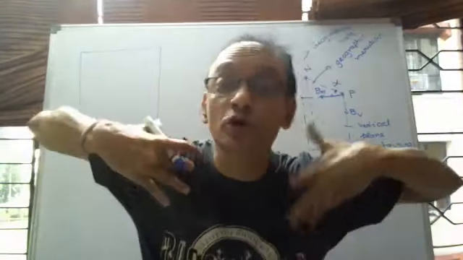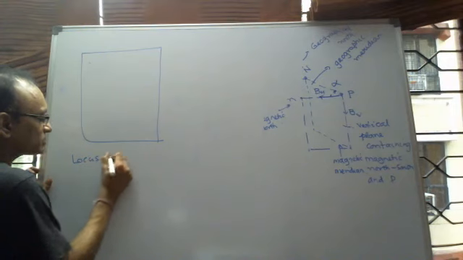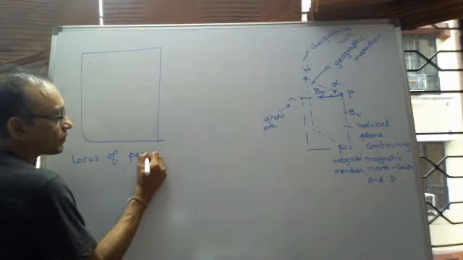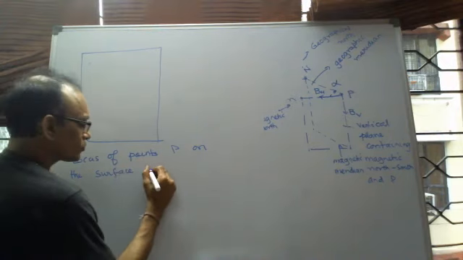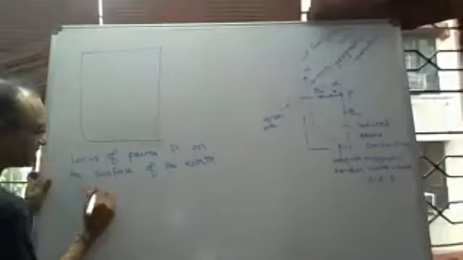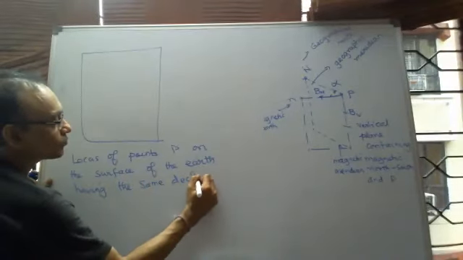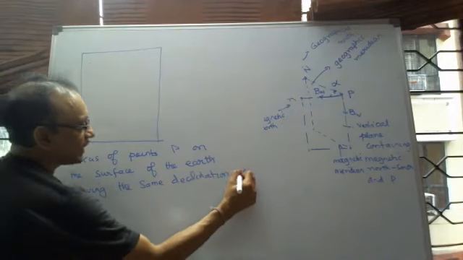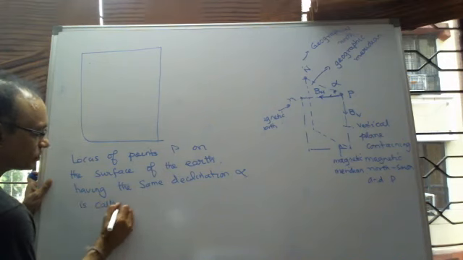ওই ম্যাপে কি হয়, there is a declination map, এই আর্থের ম্যাপ হবে. There are several points P that can have the same declination. Several points P on the earth will have the same declination. Locus of points P on the surface of the earth having the same declination alpha is called isogonic lines.